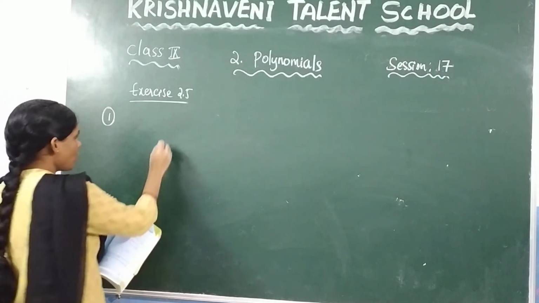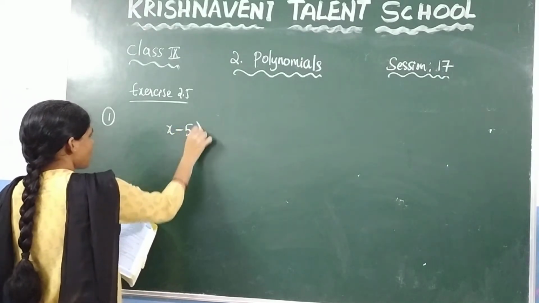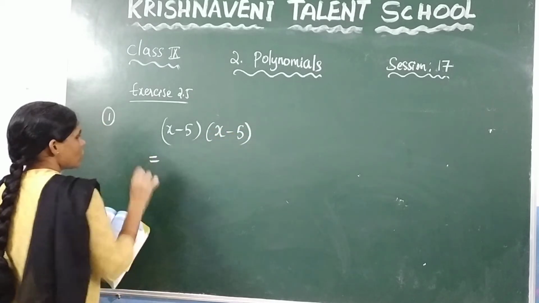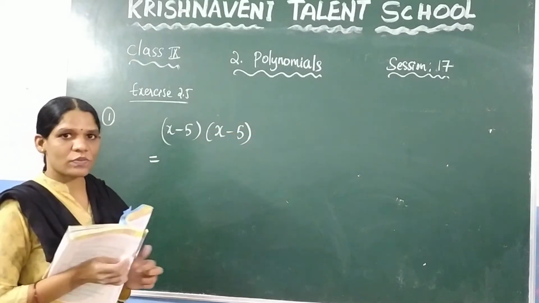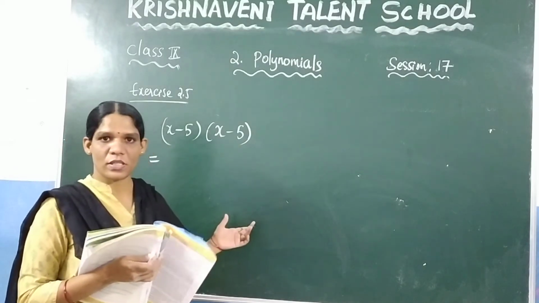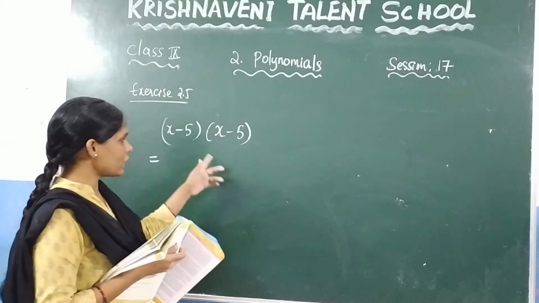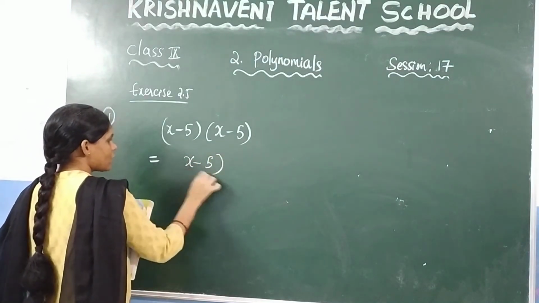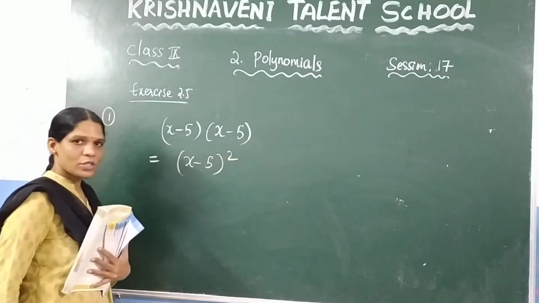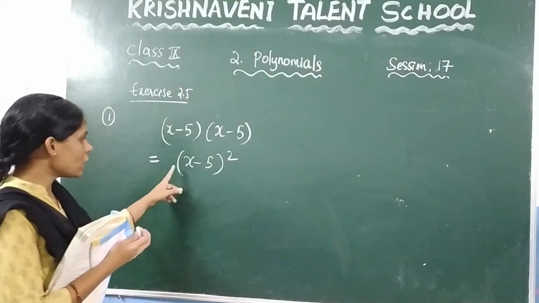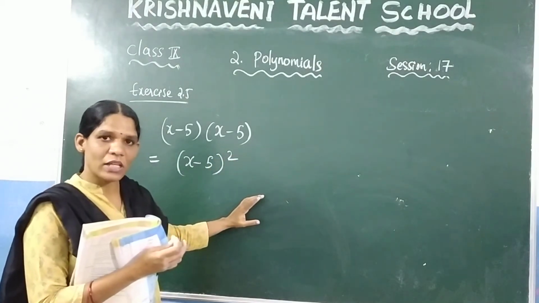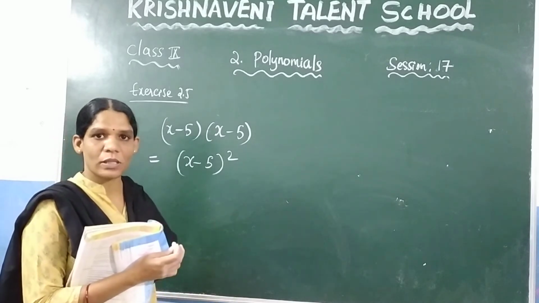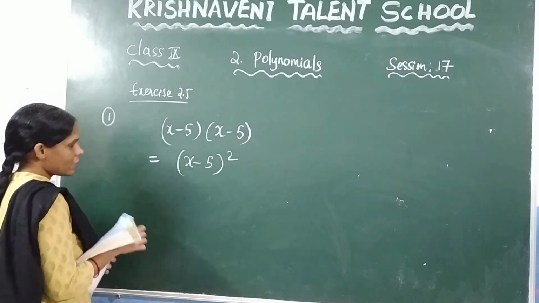The second problem is x minus 5 into x minus 5. You need to solve this one. Let us see which identity it is in the form of. Clearly, since x minus 5 is there 2 times, you can write this one as x minus 5 whole square. So it is in the form of which one? a minus b whole square. You know the identity of a minus b whole square, which is nothing but a square minus 2ab plus b square.